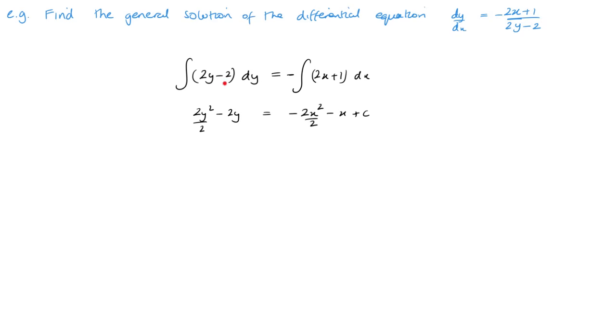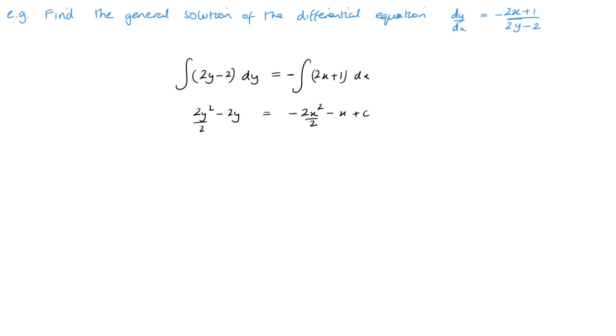But when you are doing two integrations, okay, there's only going to be one constant, because if you had a constant on this side and a constant on this side, you could combine them together to just give you one constant. So it makes no difference which side you put the constants on, but in general we put the constants on the right. Okay, so this is my general solution.